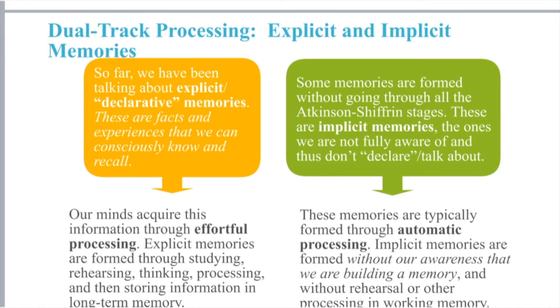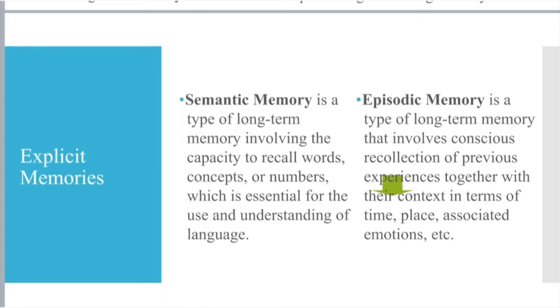So just recognize kind of the difference. You have implicit and explicit memories that fall under long-term. Explicit, we're trying to remember. We're taking time, we're effortfully processing these and learning, right? Whereas implicit memories usually just kind of happen. They're the automatic processing that go into our working memory and then further into long-term memory.